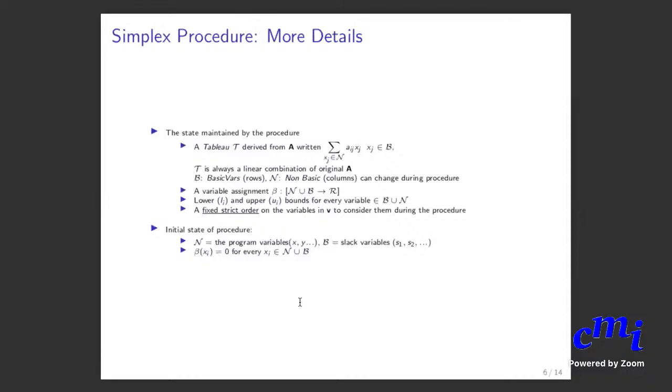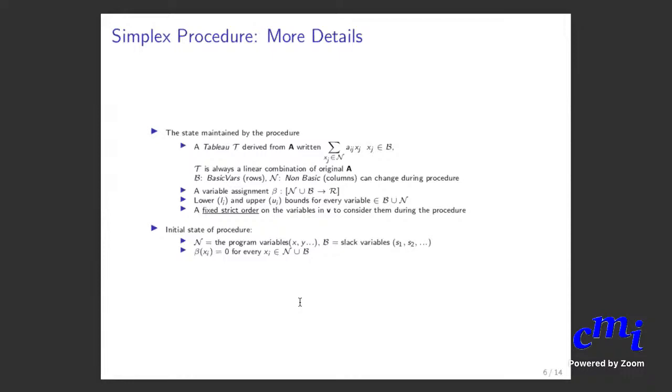And then there's a variable assignment at any point. You start with an initial assignment, which we assume is 0, and then you keep updating beta through the pivot and update operations, so that will be changing. There are fixed lower and upper bounds for each of these slack variables. In addition, you also use a fixed, strict order on all the variables. Consider this when you do the pivot operation.